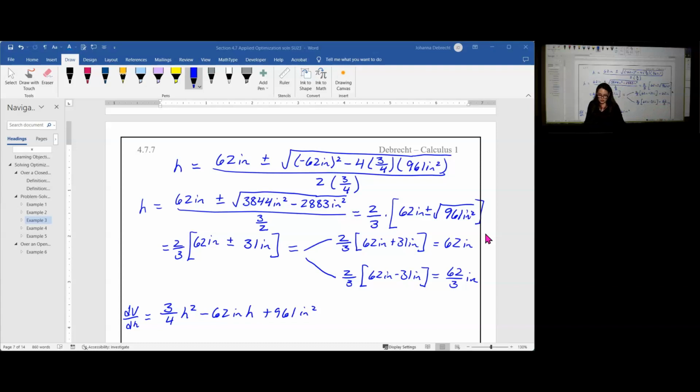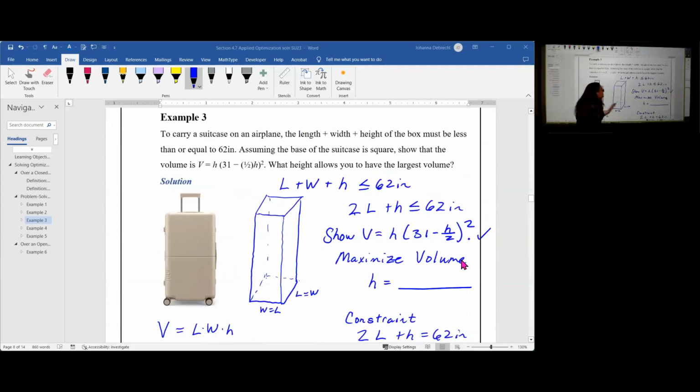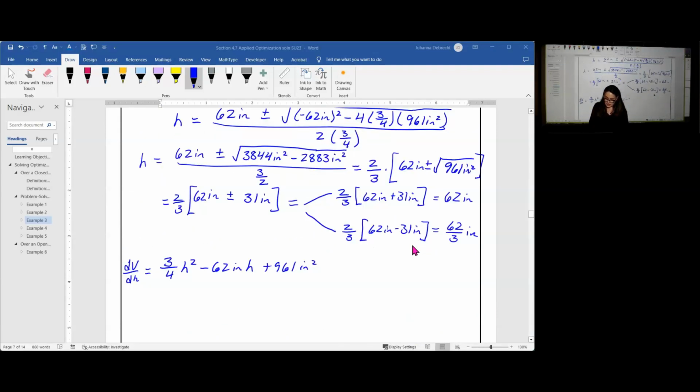But let's go back to the situation and think about what we're saying here. We know that the length plus the width plus the height must be less than 62 inches. How could the height alone be 62 inches and still have a box? Well, it can't, which means that that one will not be our solution if there is one. There may not be one. Let's go back now and look at the second one. The second possibility is 62/3 inches, which is just shy of 21 inches.